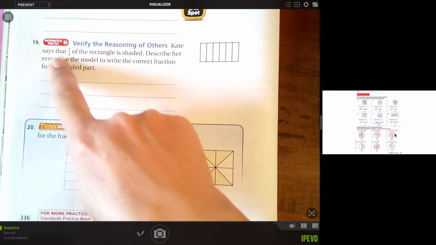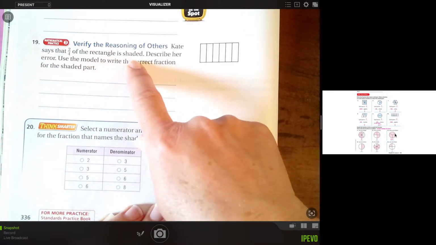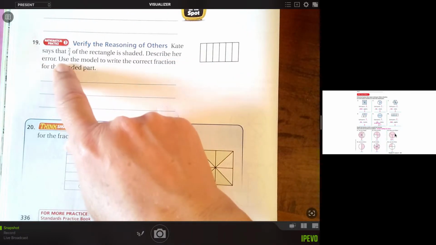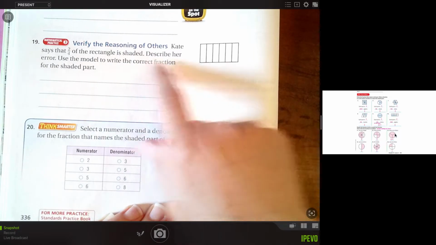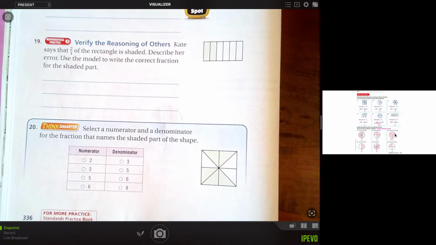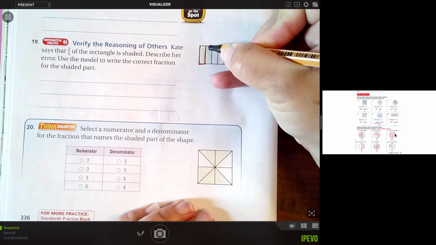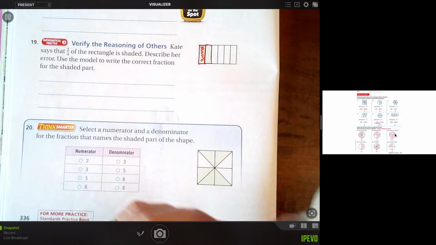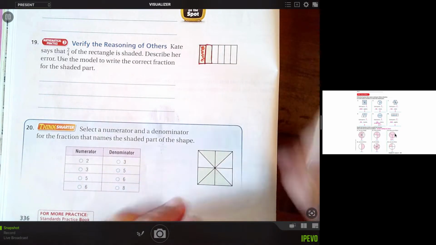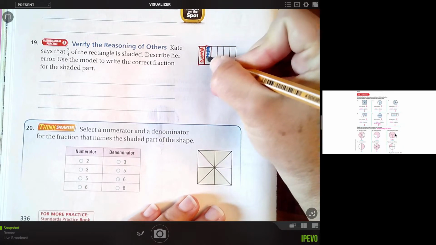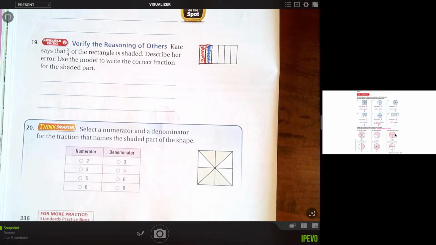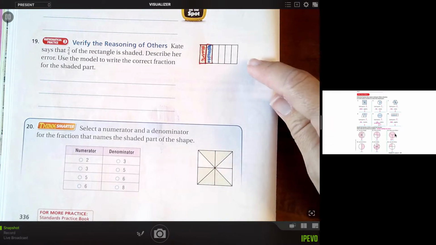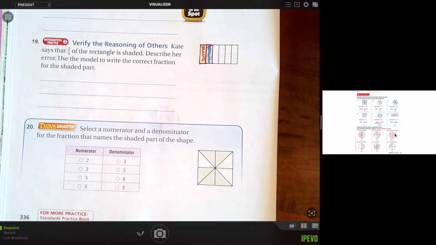Kate says that 2/4 of the rectangle is shaded. Describe her error. So she did make a mistake. Use the model to write the correct fraction for the shaded part. And so here are her shaded parts. It's hard to see in the video. And I will actually make them 2 different colors so it's a little easier for you to see. Those are the 2 parts that are shaded, and then I think you can clearly see the parts that are not shaded. So you're going to use this model to correct the fraction for the part that's shaded, right?